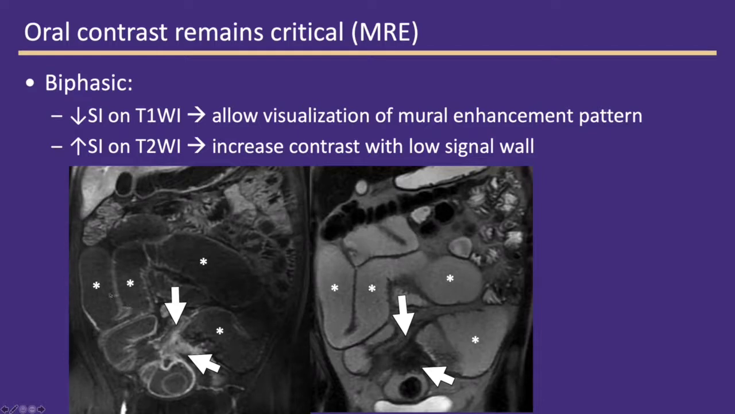Biphasic meaning it is low signal intensity on the post-contrast T1 weighted images, but high signal intensity on the T2 weighted images. This allows for characterizing different or complementary features on the MR enterography. It's low signal on T1, so you can see the mural enhancement pattern, and it's high signal on T2, so you can see the wall thickening, same as CT enterography.